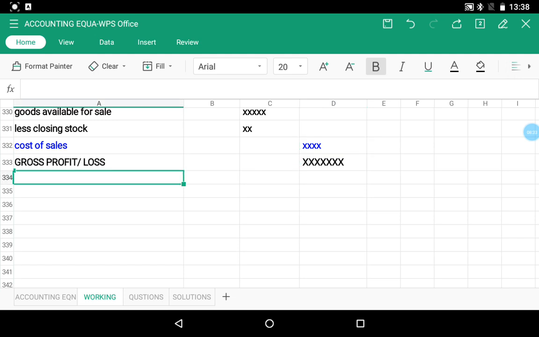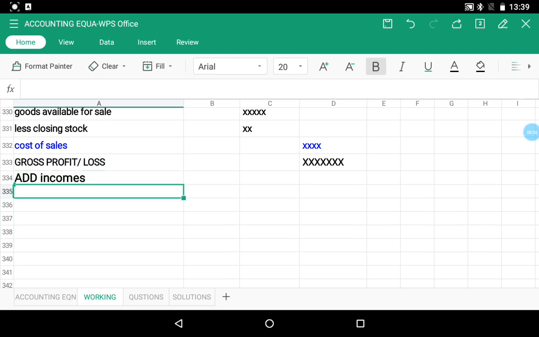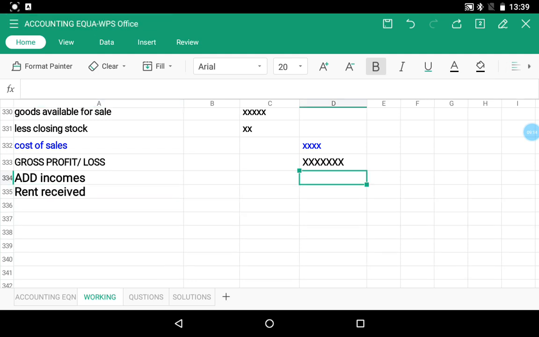Now we want to add the profit and loss account to make it a trading profit and loss account, or income statement. So after calculating the trading account and getting gross profit, we shall come and add incomes. Under incomes, maybe we have rent received.